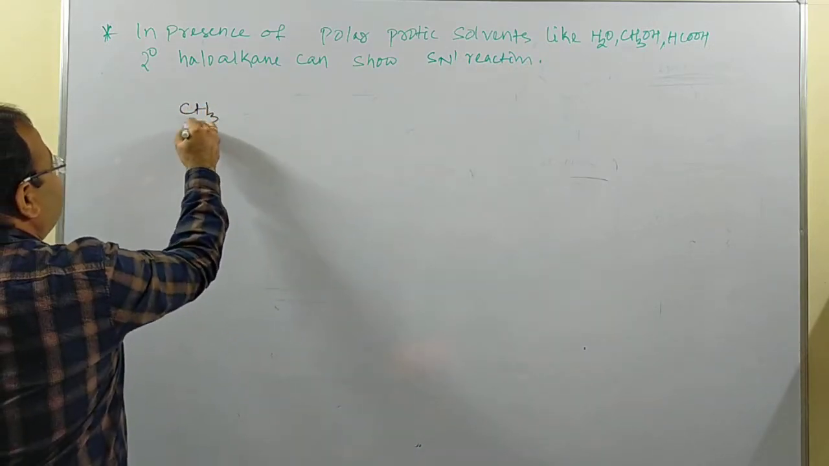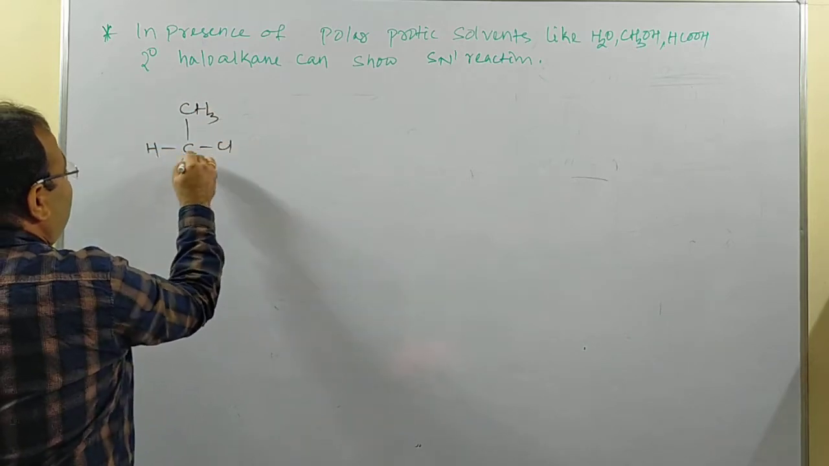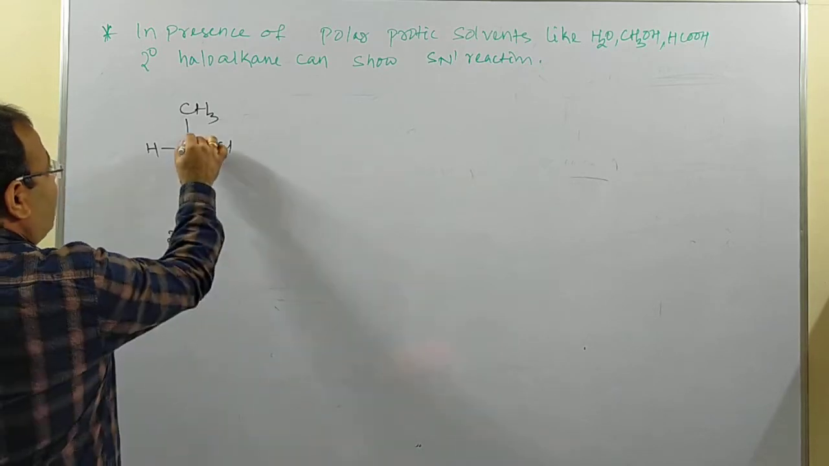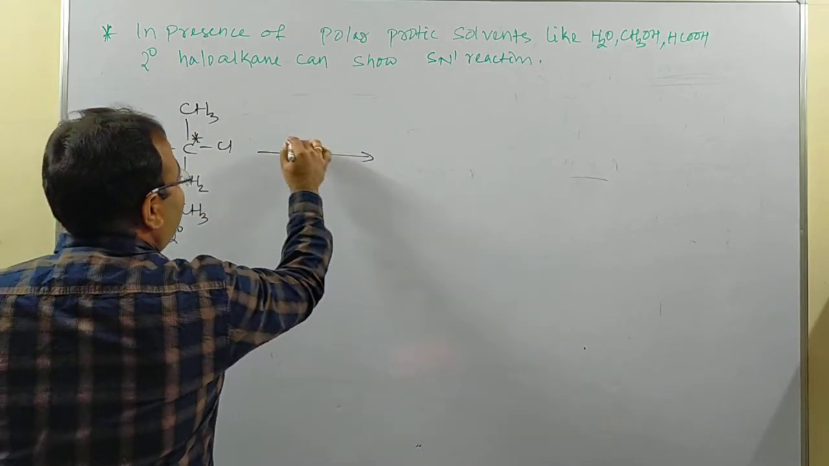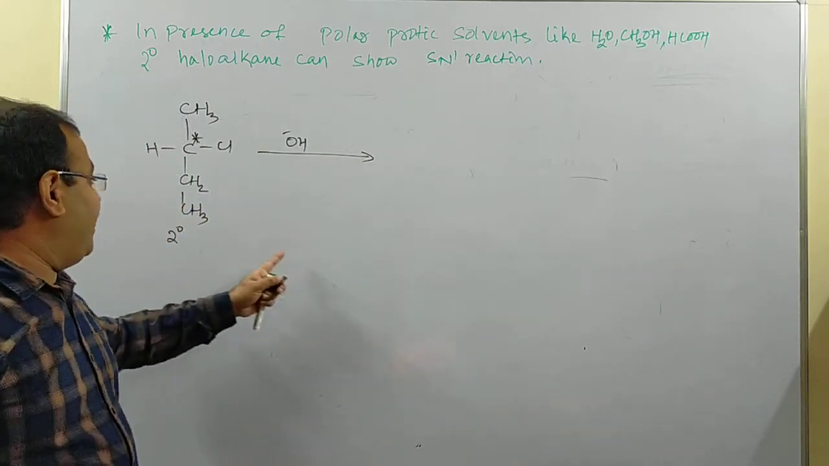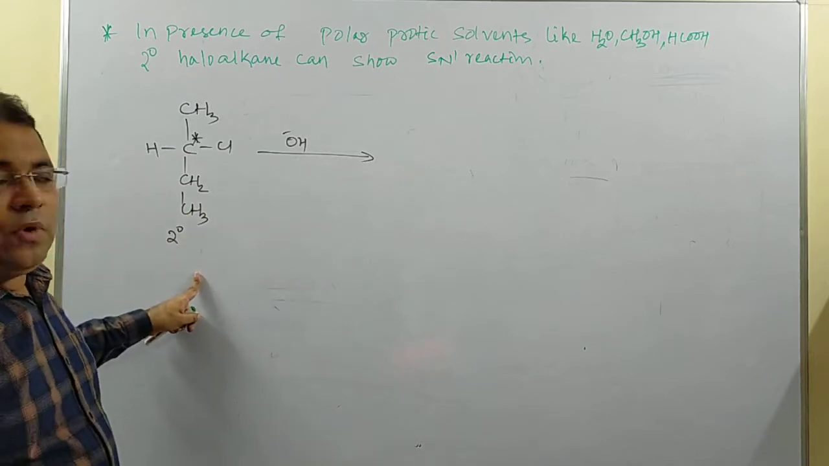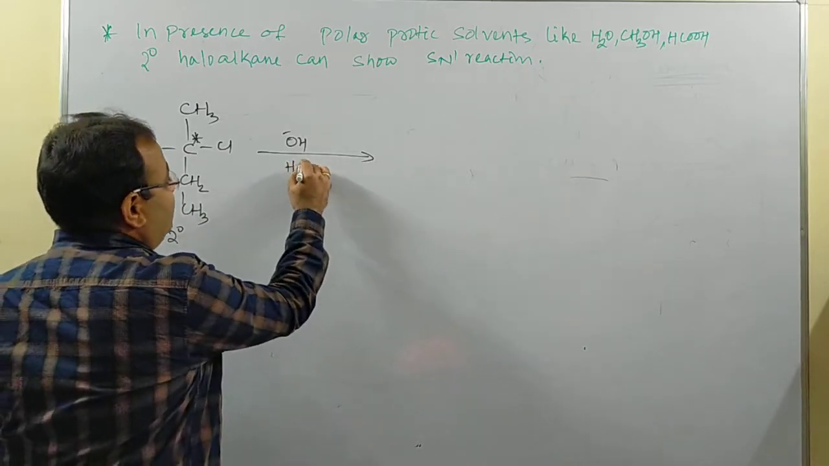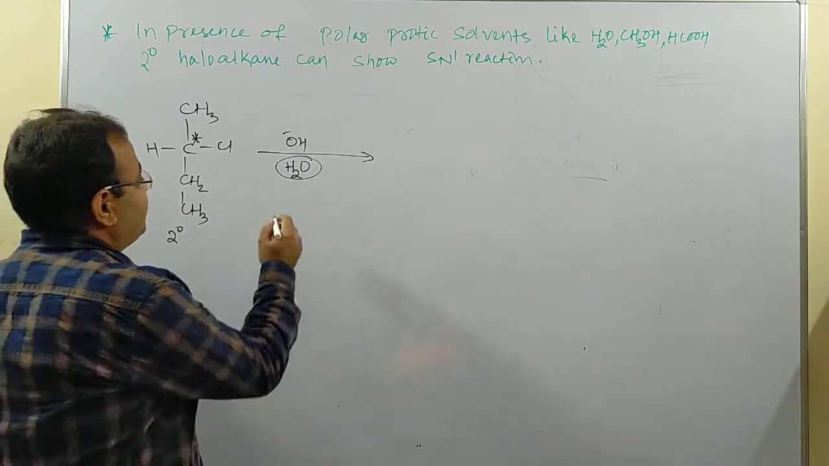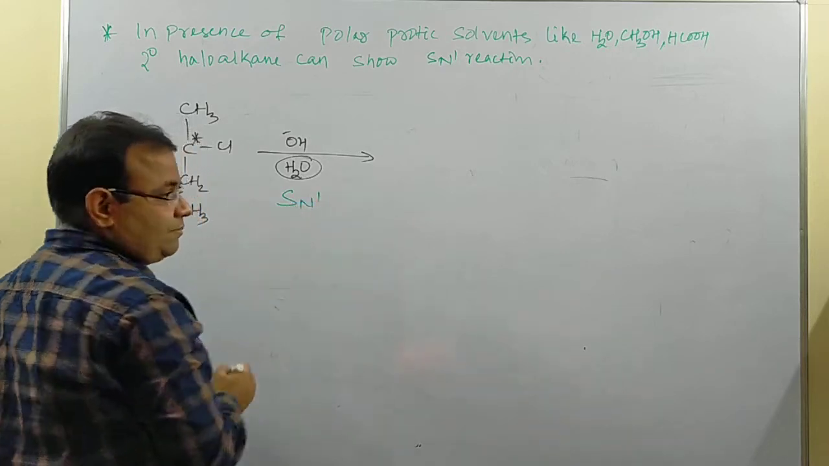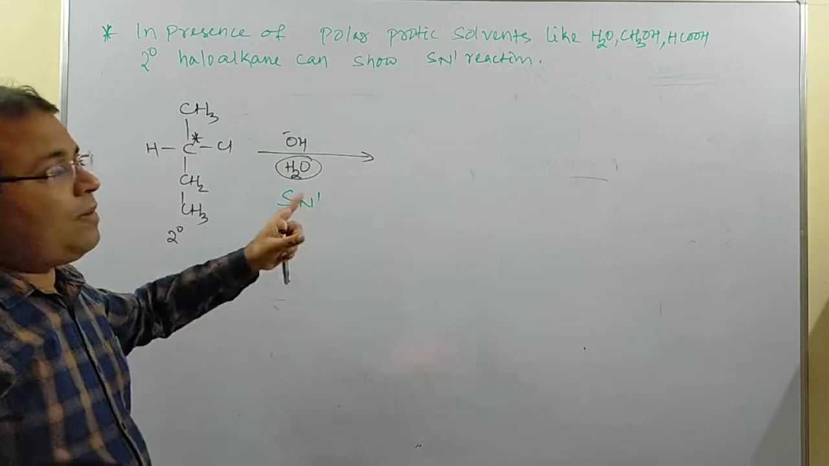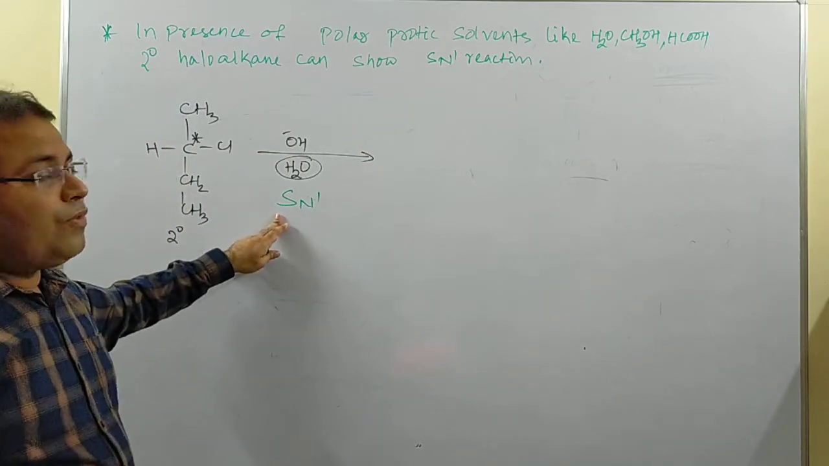So now I am writing CH3CHCl, here CH2 and here CH3. It's a 2 degree haloalkane and this carbon is a chiral one. Now if you give OH minus without the presence of the solvent, we cannot decide whether it is showing SN1 or SN2 because it's a 2 degree one. So in the question definitely some solvent must be given. From this solvent it is decided that this will show the SN1 reaction. Since it is 2 degree, because of the presence of polar protic solvents like water, methanol and formic acid, it will show SN1 reaction.